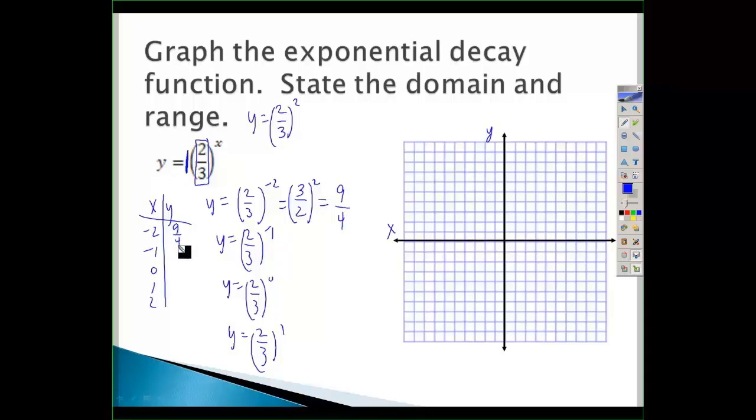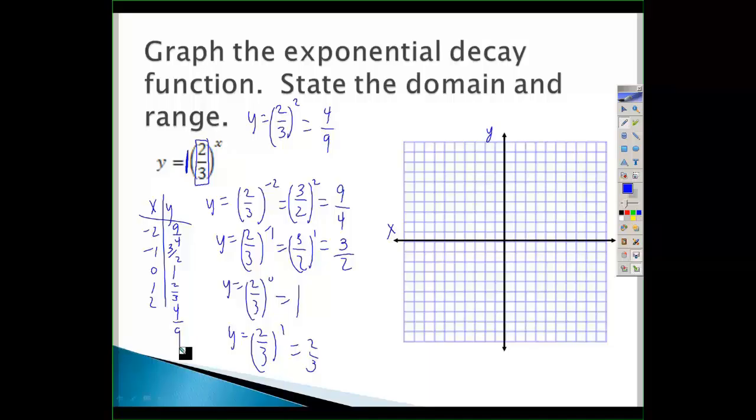That negative up there makes it 3/2 to the +1, but we know anything to the first power is just itself, so 3/2 would be our second value. Anything to the 0 power is 1, so that's an easy one to put in. And 2/3 to the first is just 2/3. And 2/3 squared is 4/9. Square the top, square the bottom, 4/9.